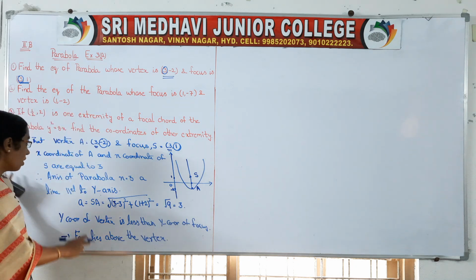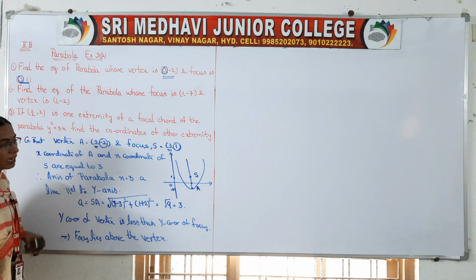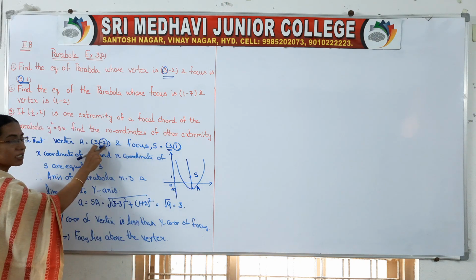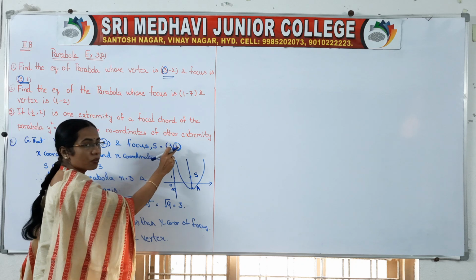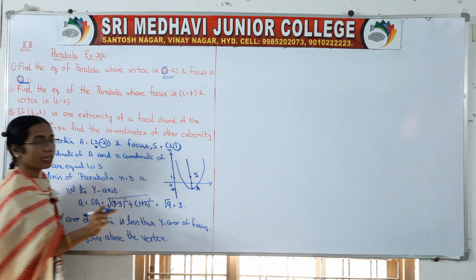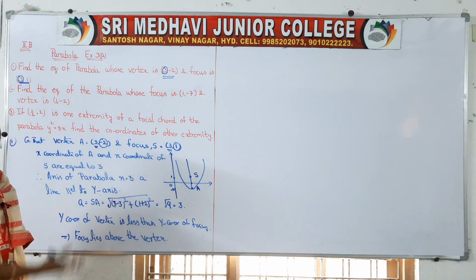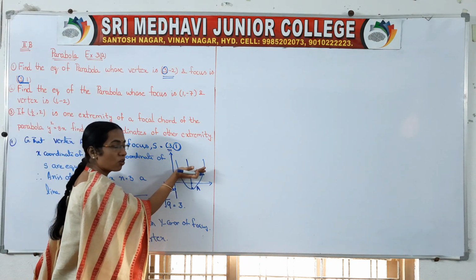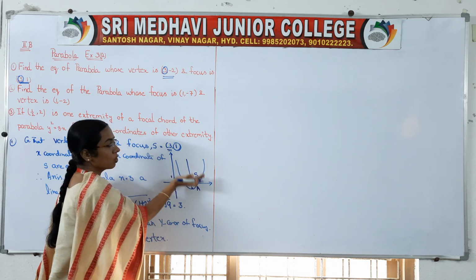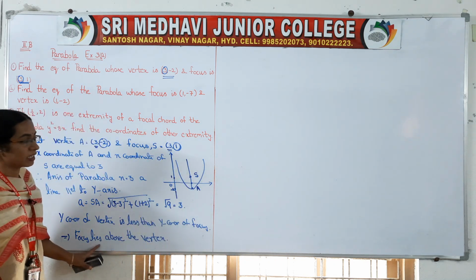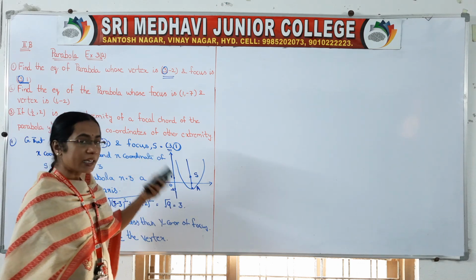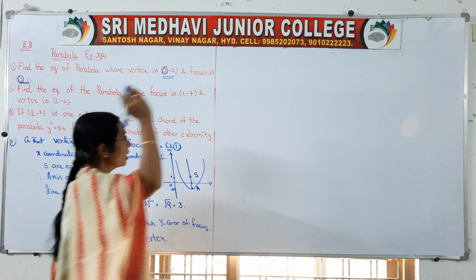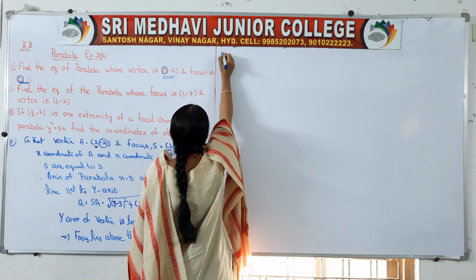Okay, so then the y coordinate of vertex is -2 and the y coordinate of focus is 1, right? So -2 is less than 1. So the y coordinate of vertex is less than the y coordinate of the focus. So focus lies above the vertex. So whenever your focus is above the vertex, what will be the equation of the parabola?